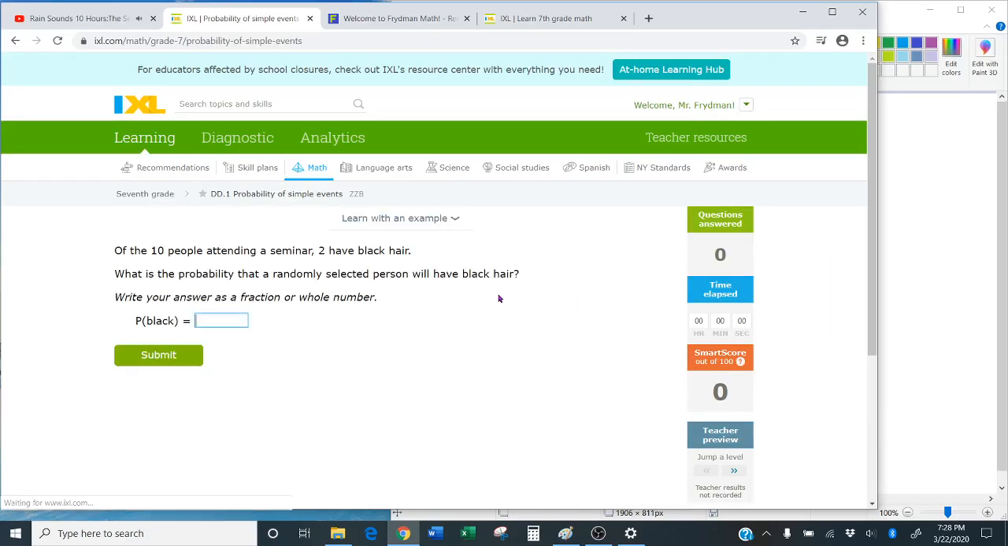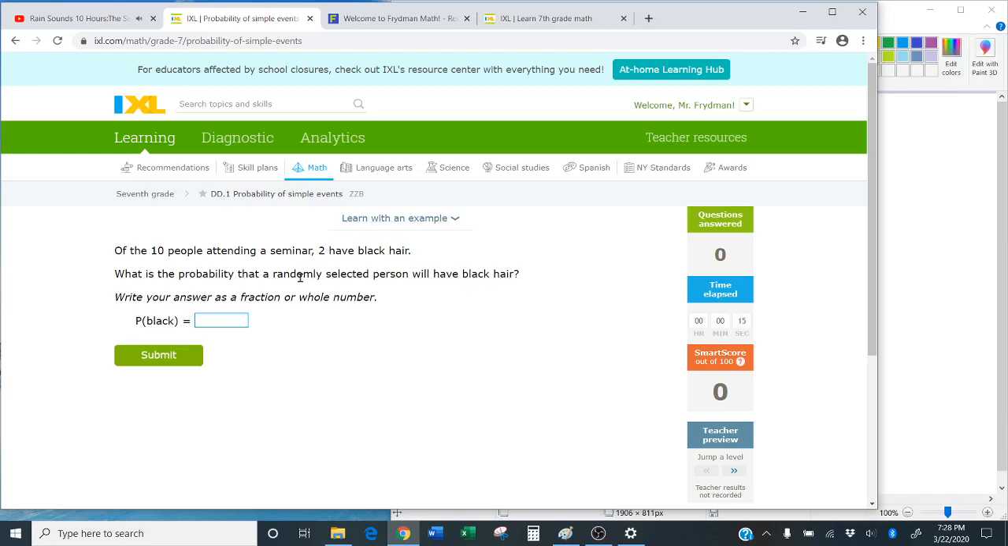When we're talking about simple events, we just mean that we're going to do one thing. Later, when we get to compound events, then we're going to do more than one thing. So one thing might happen, and then another thing will happen, and another thing. But now it's just one thing.